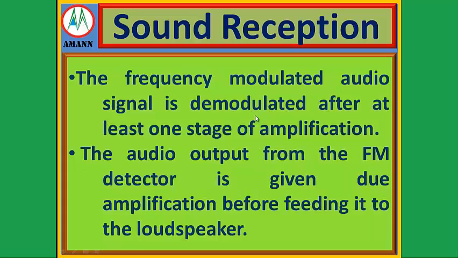The frequency modulated audio signal is demodulated after at least one stage of amplification. The audio output from the FM detector is given due amplification before feeding it to the loudspeaker. Now the FM signal was extracted and it is fed to the audio amplifier, then to the speaker.